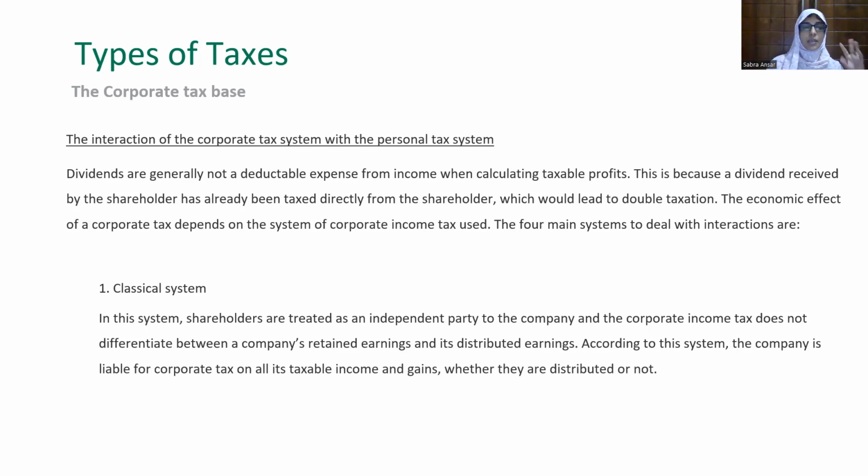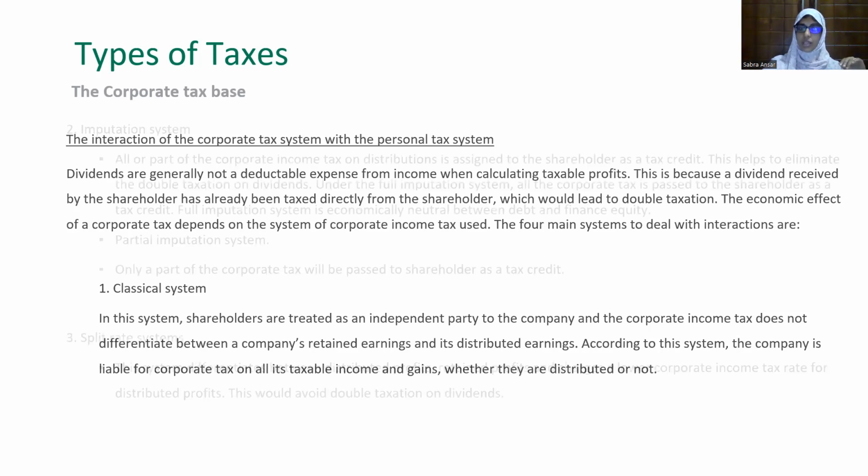So the company is liable for the corporate tax, whether it is distributed or not. Under the classical system, that is how the taxation happens, because even if there is retained earnings, the corporate tax is liable. So the organization needs to pay tax on this particular amount of retained earnings.